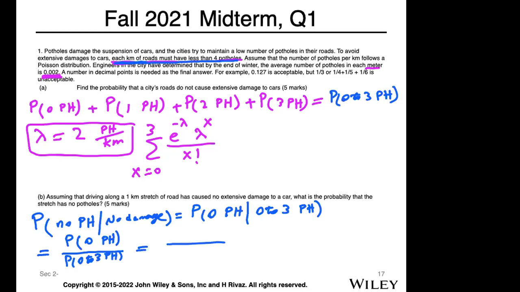So the probability of 0 potholes is going to be e to the power minus lambda times lambda to the power 0 divided by 0 factorial, which is 1. I'm not going to write that. The denominator is known from the previous part, the probability of 0 to 3 potholes. So that's the final answer. If the question was assuming that driving along was a 2 kilometer stretch of road, then lambda would change. You have to recompute the lambda.